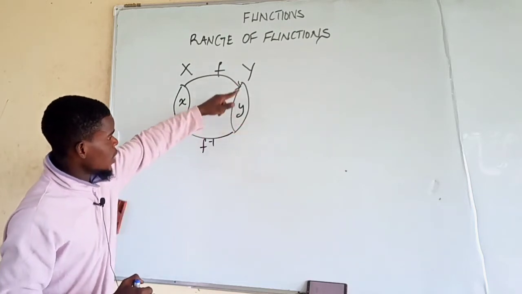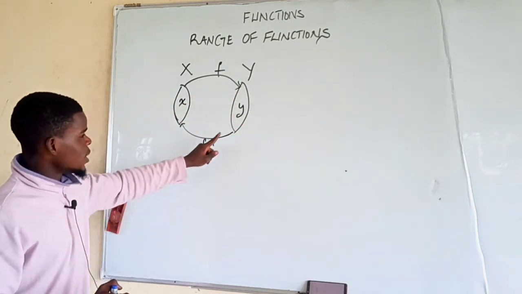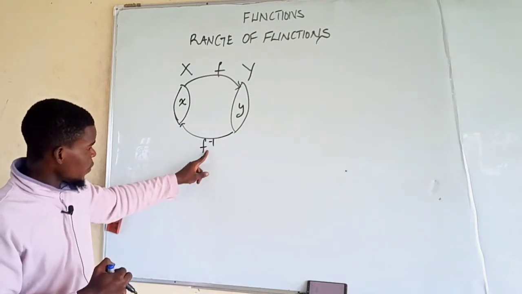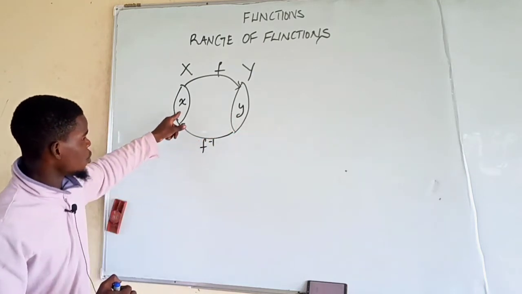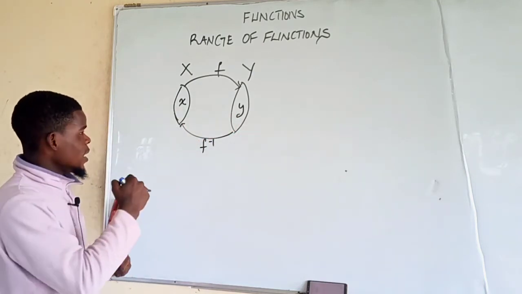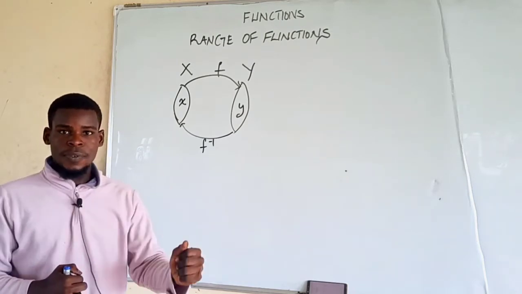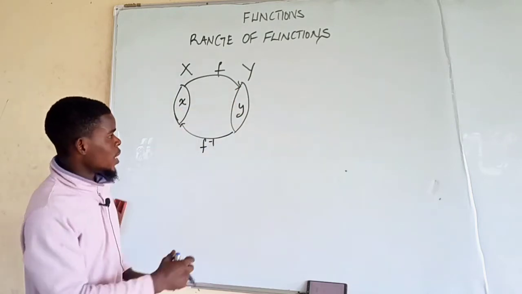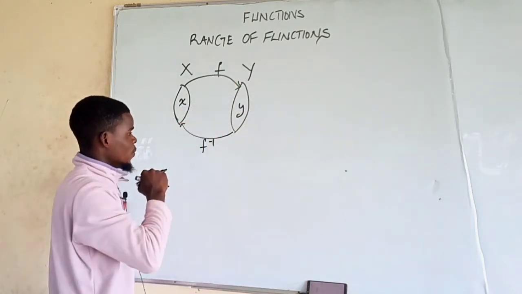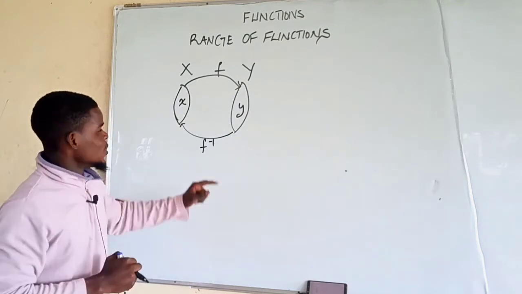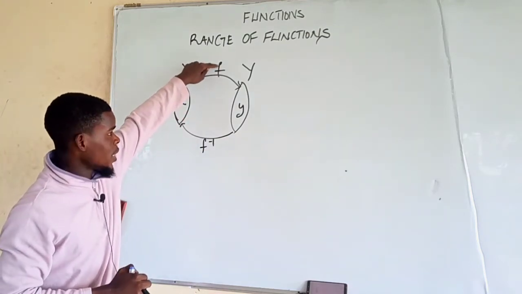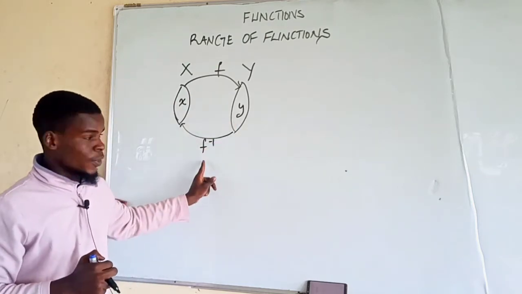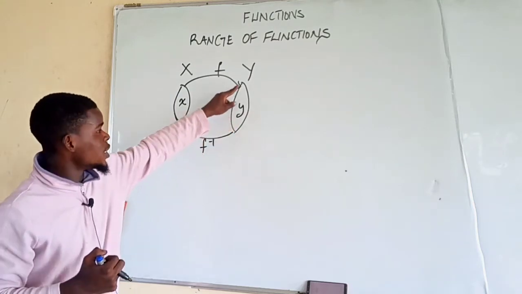Now, take note that this set Y is the domain of the inverse of f. So if you start with f inverse, it will act on every y in here and produce a result here. To get the range of a function f, we need to find the inverse of f. Then the domain of this inverse is this one, which is the range of f.